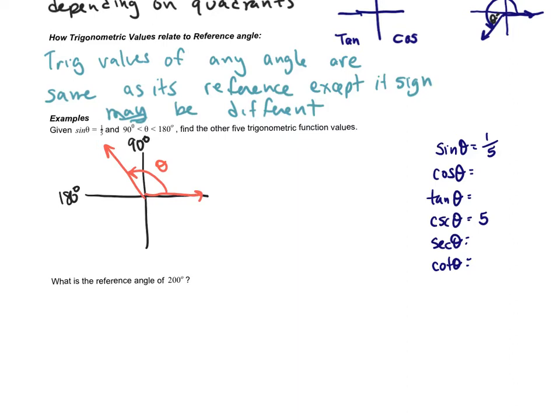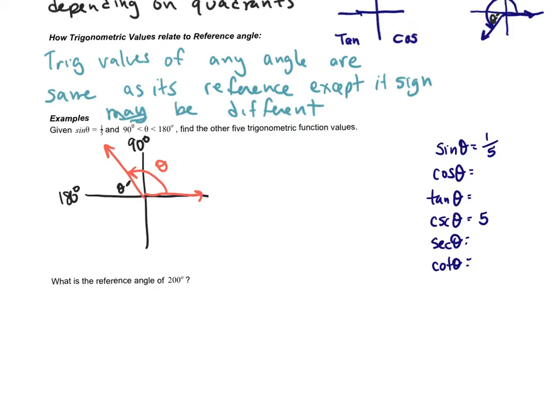So what we'll do now is we'll look for the reference angle. Because remember, we said this trig function value, the cosine of theta and all this stuff, is the same as the reference angle, except it could be different by sign. So if we look, the reference angle is right here, because it's between that terminal ray and the x-axis.